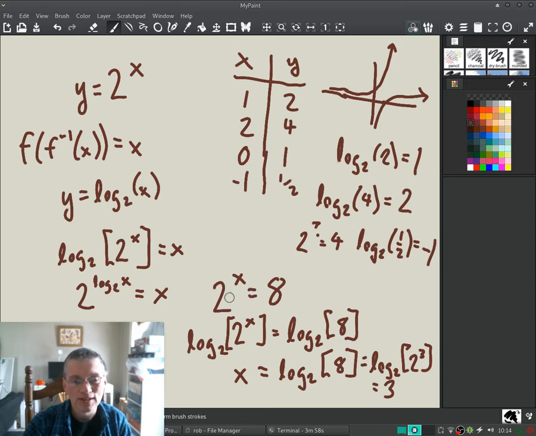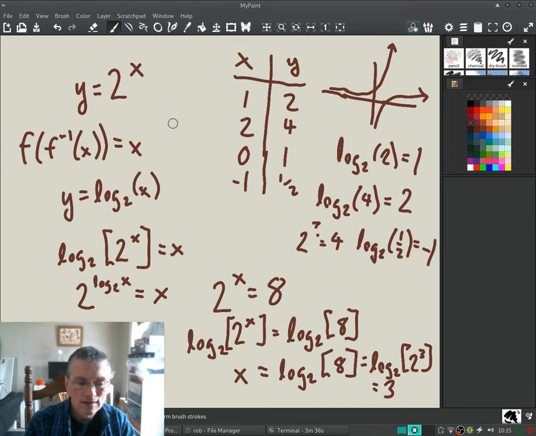I mean, you could have looked at this and said, yeah, 2 to the x, 2 to the 3 equals x. But this shows you how these compositions of functions work. I'll do another example. But these are pretty straightforward. Just know that log is asking you to take the inverse.